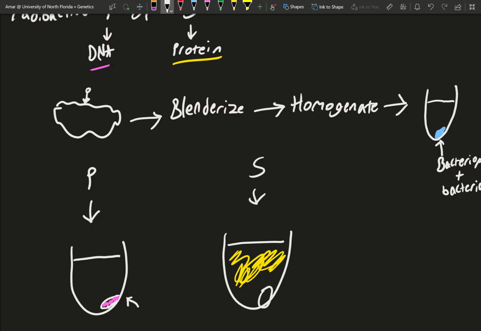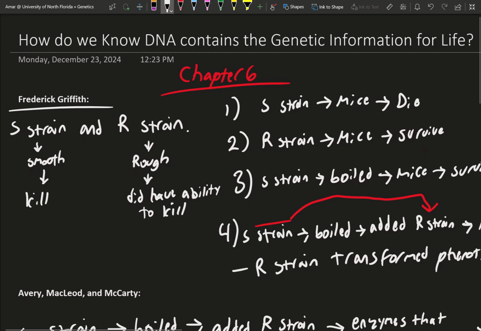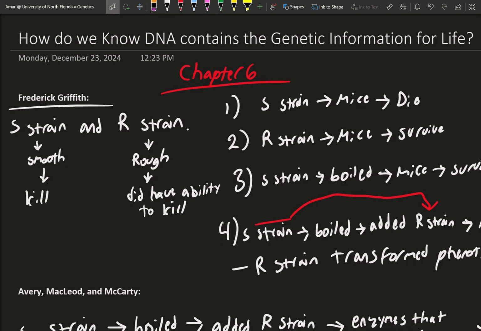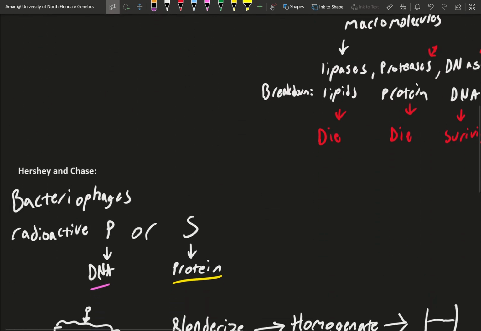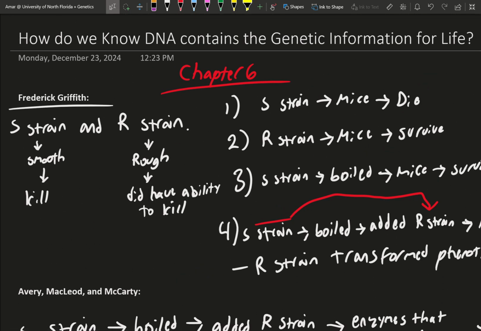So basically that's the whole gist of this first section of chapter 6, where we essentially talk about these three different groups and how they've determined that DNA contains the genetic information. But yeah, that's basically it.